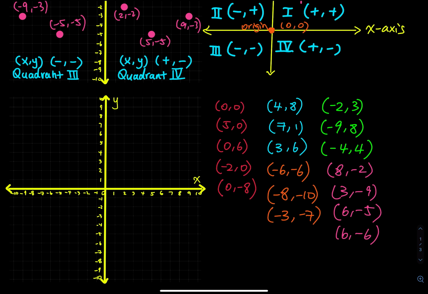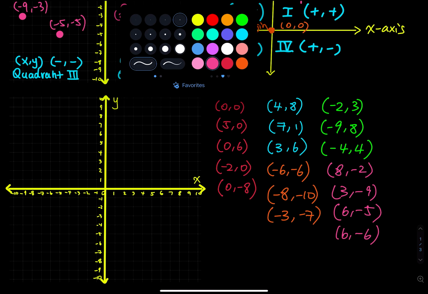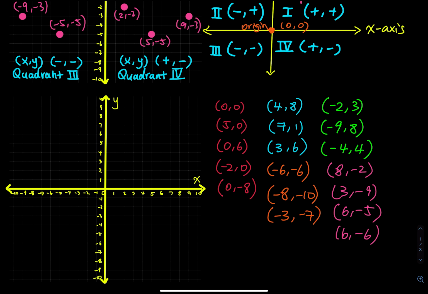So I have another XY plane, and then I have many points. I want you to point them out for me. So let's match the color. Let's start with the red. Okay, I'll just use this red. And then the first point is 0, 0. That is right over here, right? And then the next point, we have a 5, 0, which is right over here. X equals to 5, y equals to 0.